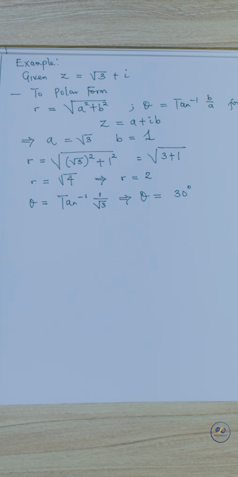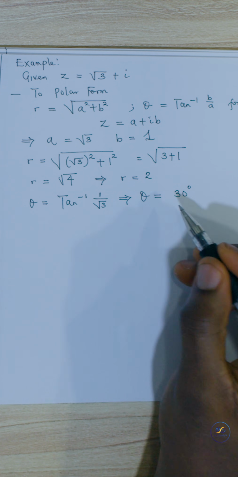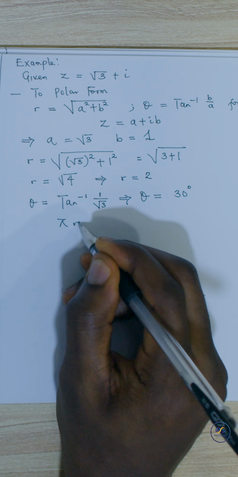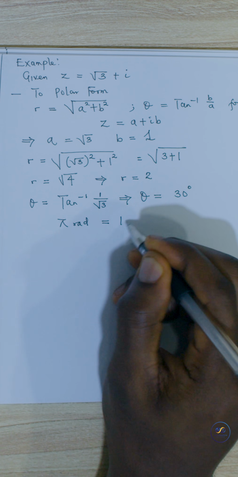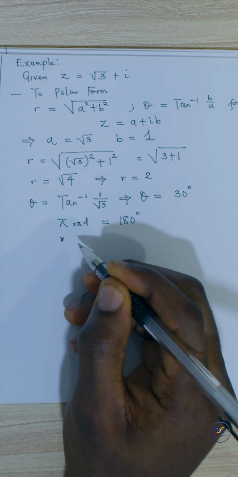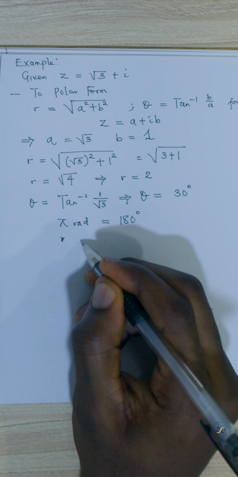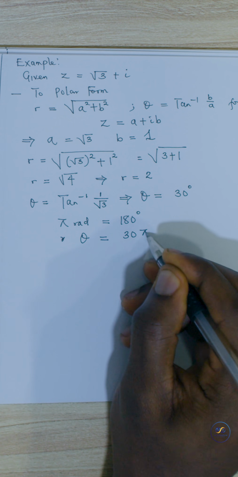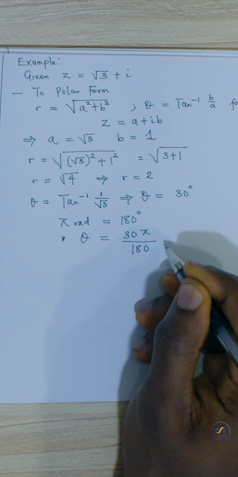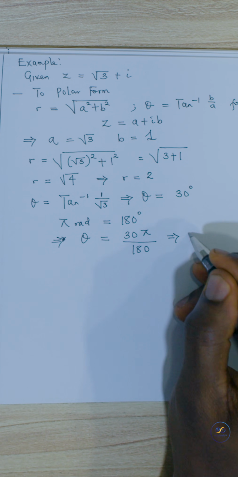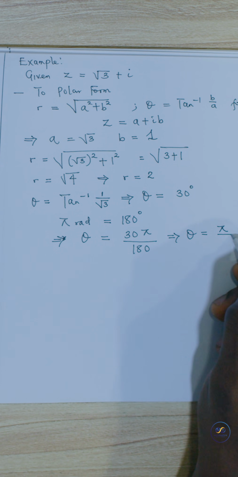Now, when writing in polar form or in exponential form, we prefer our angular values to not be in degrees, but in radian values, right? Do not forget that pi rad is the same thing as 180 degrees, which means that if we take the value in rads for 30 degrees, that would be 30 pi over 180, which would imply that theta would be equal to pi over 6.